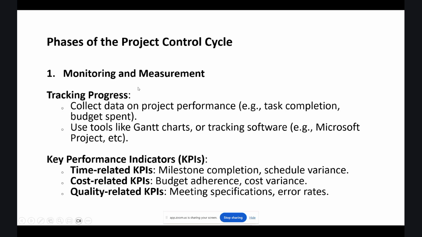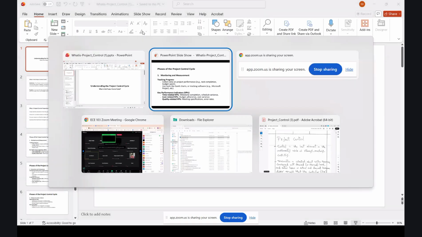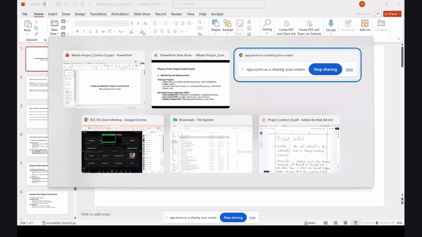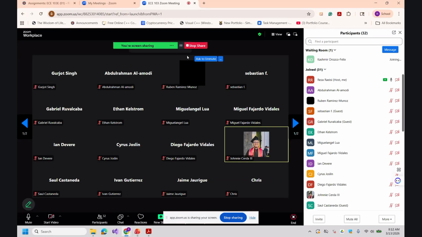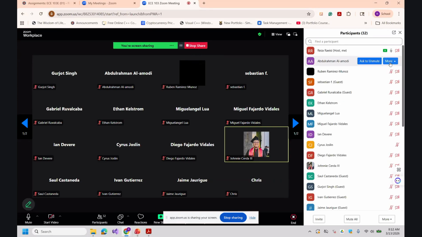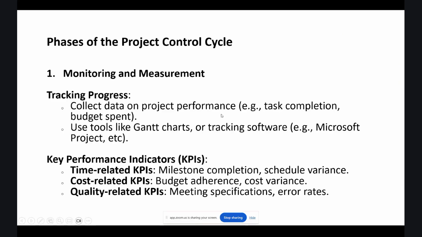So there are four basic steps that you need to follow for that. Somebody just walked in. Yeah, there are four steps.